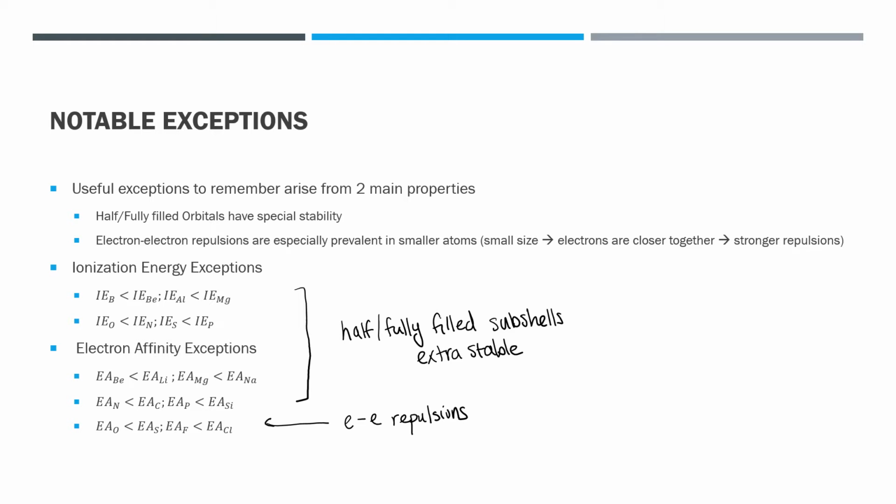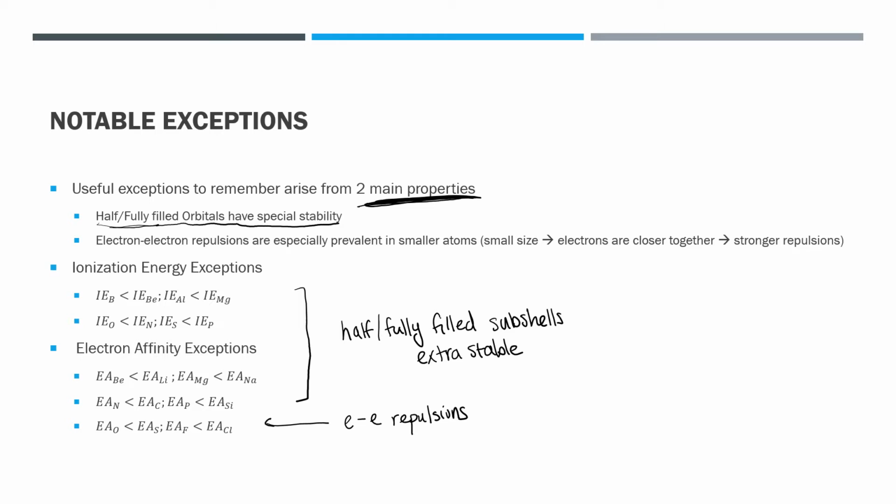Okay, so what are some exceptions that we need to know for periodic trends? Useful exceptions generally arise from these two main properties, and you should be able to reason these exceptions out. So we have the fact that half and fully filled orbitals have special stability.